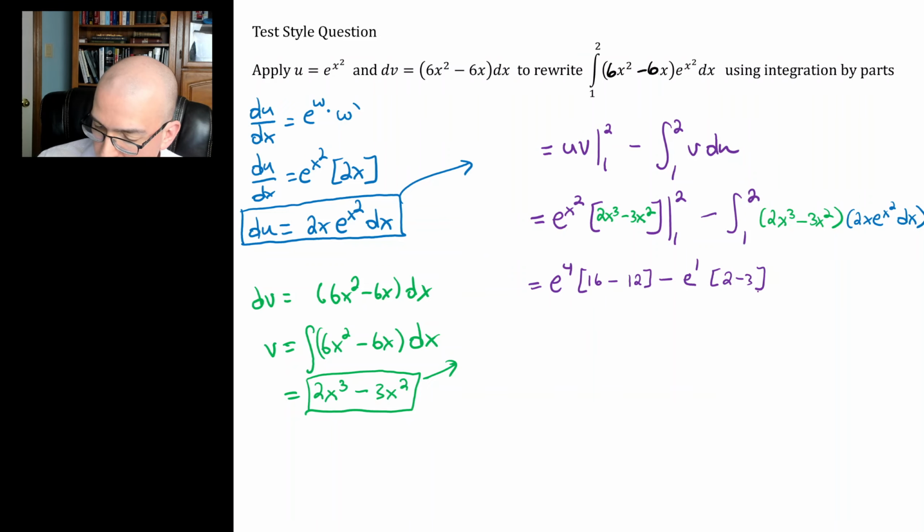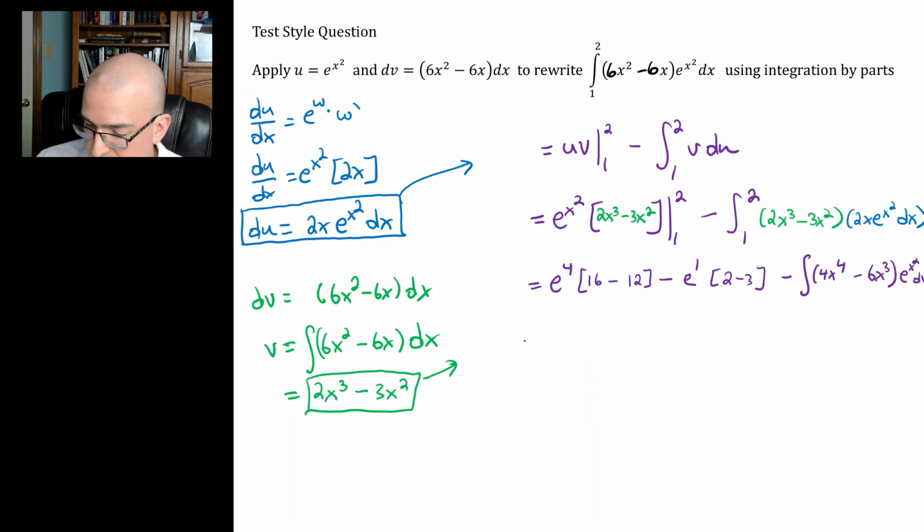And in the last part, I'm going to multiply the 2x into the green brackets. I have a 2x times a 2x cubed. That'll be a 4x to the power 4. Minus 2x times 3x squared. We'll have a 6x cubed. E to the x squared dx.